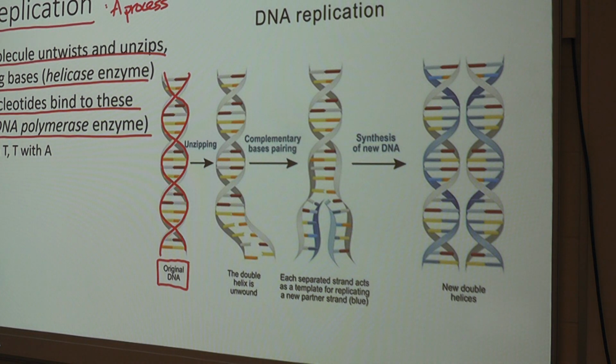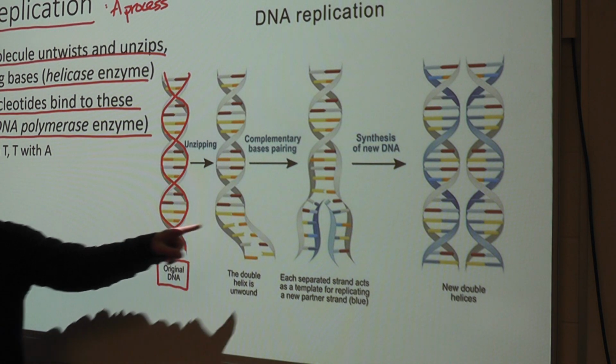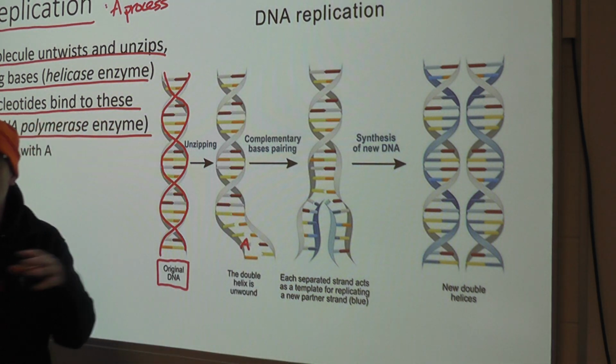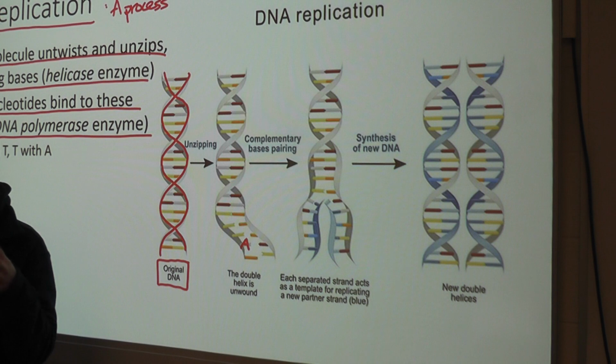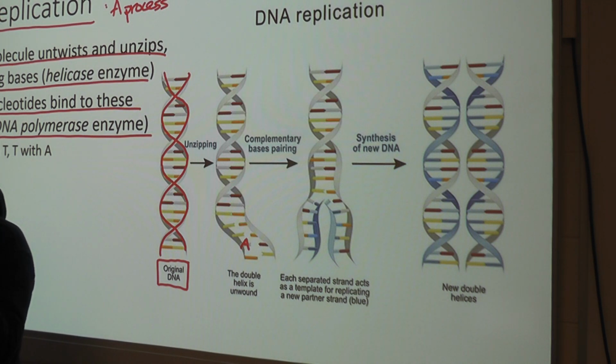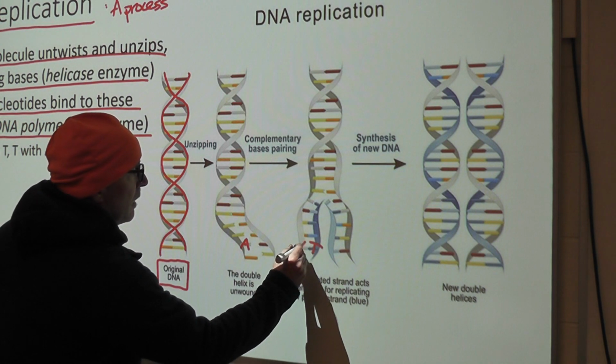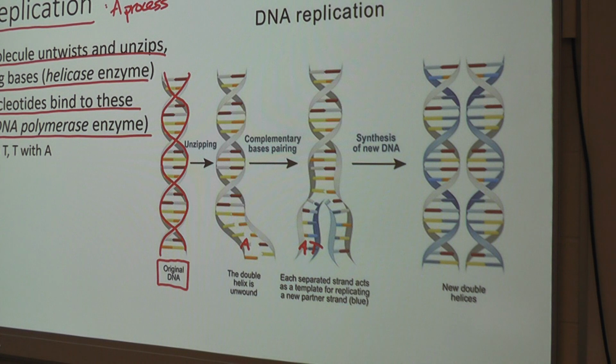So if there's an A on one of these strands, like if this piece right here is an A, and a G comes along, it won't attach. A C won't attach. They don't fit. The chemical ends don't stick together. But if a T comes along, then it will stick together, as long as the DNA polymerase enzyme is there.